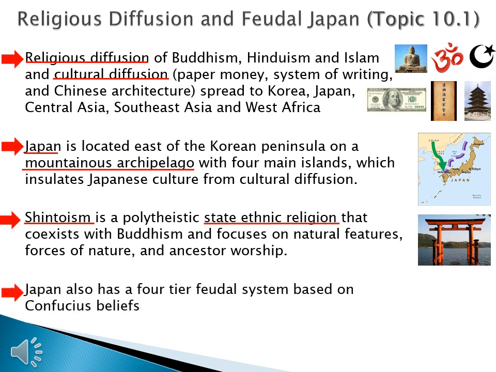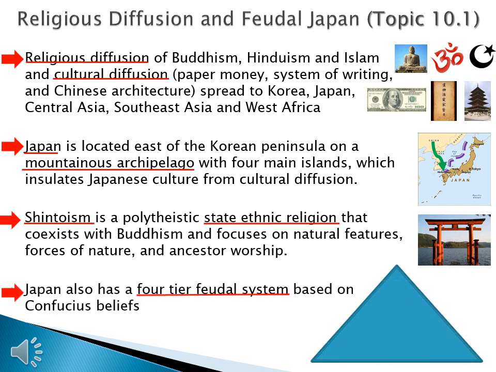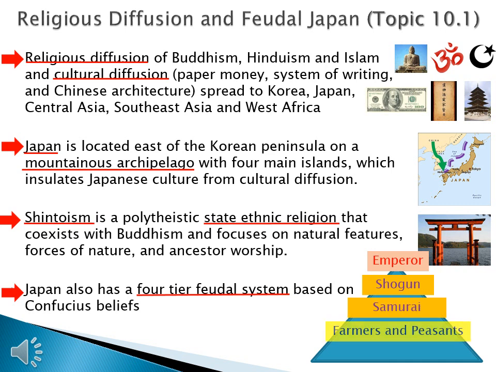Also, Japan has a 4-tier feudal system based on Confucius beliefs. The emperor is above the system, the shogun runs the system, and then we have samurai, farmers and peasants, and artisans and merchants.